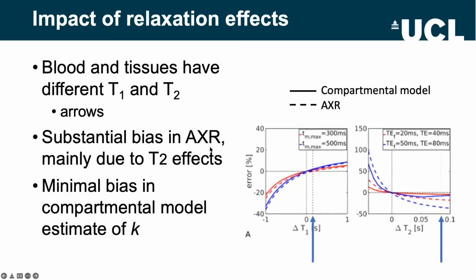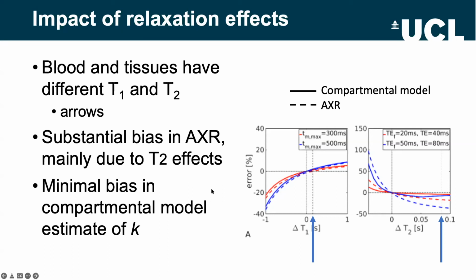Okay, so at the same time, we've looked at the impact of relaxation times, relaxation effects, and again, apologies for the poor quality of the slide. So we know that blood and tissue have different T1 and T2, and the arrows on these graphs on the right are designed to indicate the typical difference that you'd see in T1 between blood and tissue here, and in this case, the difference that you would expect to see in T2 between blood and tissue.